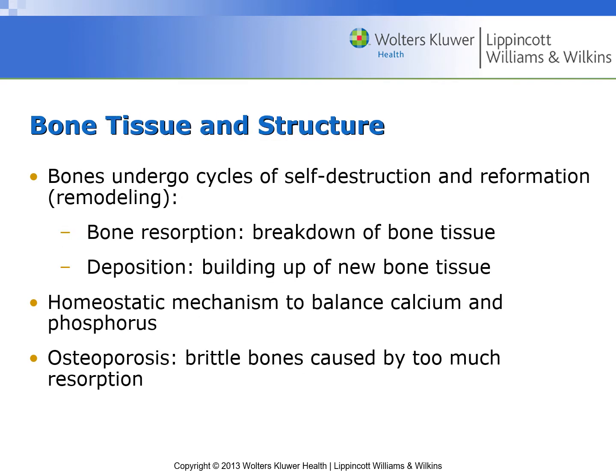Let's now talk about bone tissue and structure. Bones undergo cycles of self-destruction and reformation. This is referred to as remodeling. There is bone resorption, which is the breakdown of bone tissue, and deposition, which is the building up of new bone tissue. Homeostatic mechanisms to balance calcium and phosphorus also occur. And in the case of osteoporosis, this is known as brittle bone disease. Brittle bones cause too much resorption.